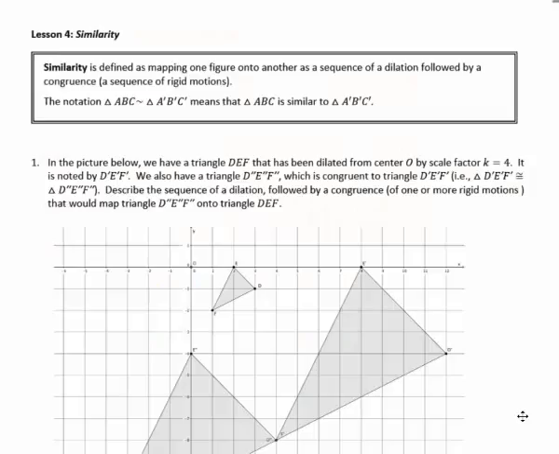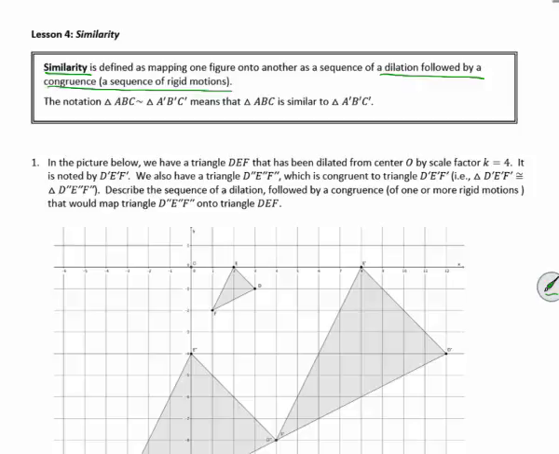Okay, ladies and gentlemen, so today we're going to be looking at how we can take what we know about our rigid motions and what we know about dilations and try to get a more formal definition for what it means to be similar using those things. So similarity is defined as a mapping, right? We're going to be putting one onto the other, where we do a dilation followed by a congruence, which is one of our rigid motions, whether it is a rotation, reflection, or translation.